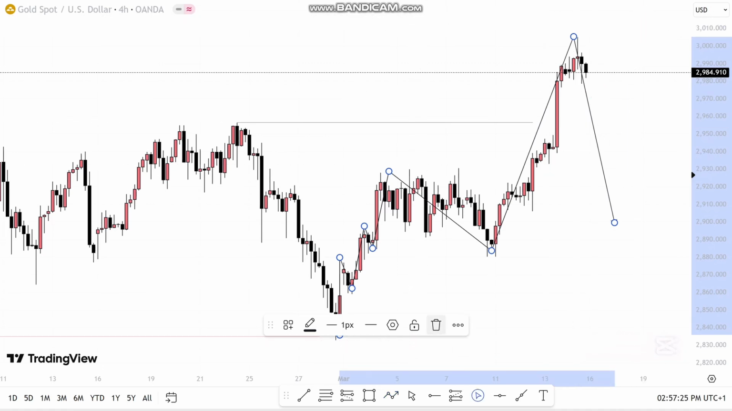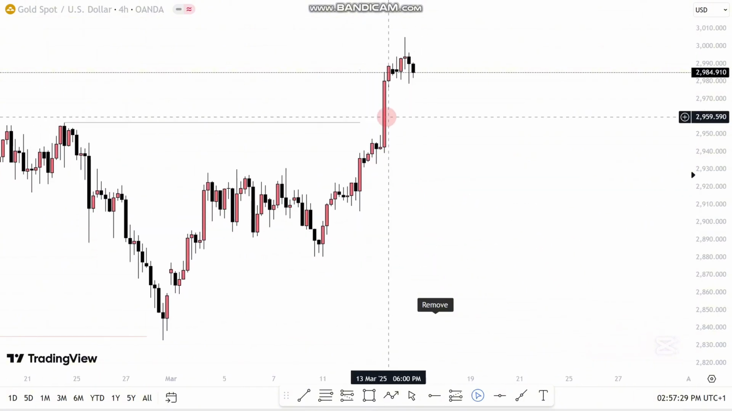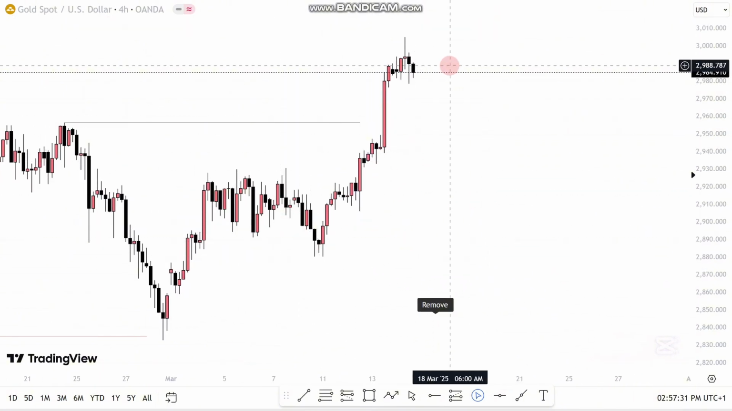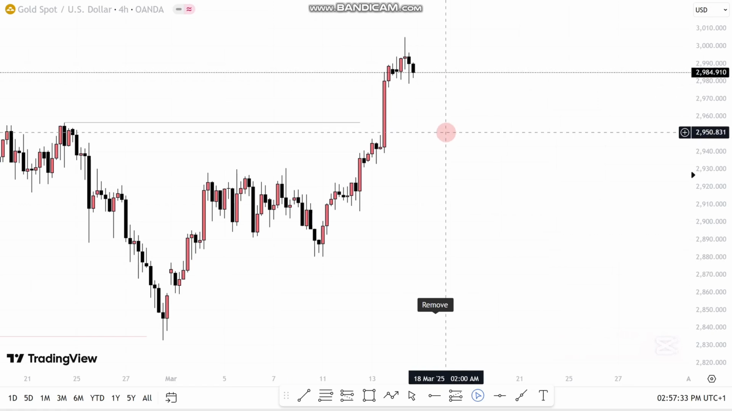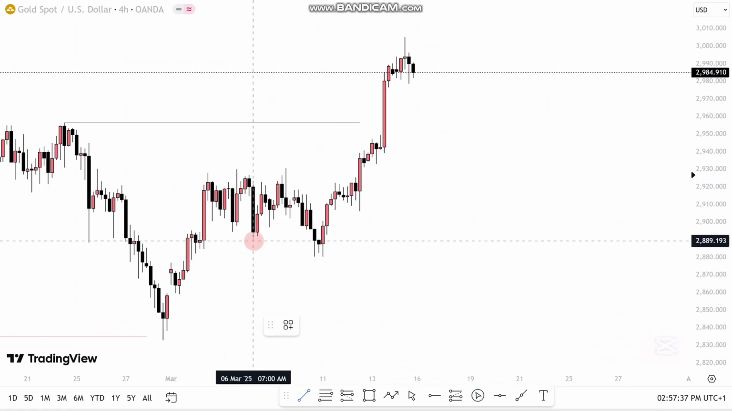So we should be looking out to buy. We should be looking for possible areas that gold will get to, and reverse from, to continue the bullish trend. Looking at gold, you can see that gold recently came to grab liquidity from these lows.